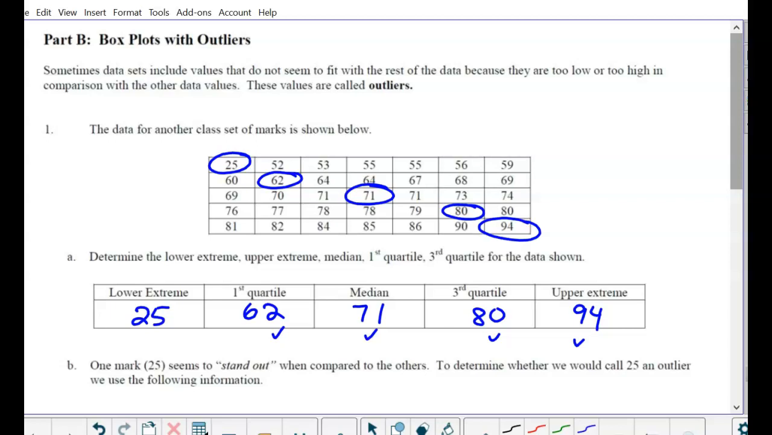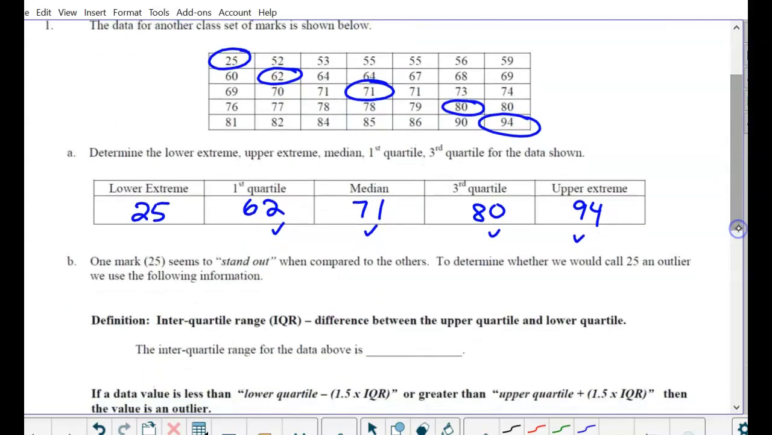To determine whether we would call 25 an outlier, we use the following information. So there's a formula to use in order to know if it's technically an outlier. So what is the formula? We have to calculate what's called the interquartile range. Okay, that's the difference between these two. So we subtract those. So 80 minus 62 is 18. So it's basically the difference from the start of the box and the end of the box, if you were to do a box and whisker.